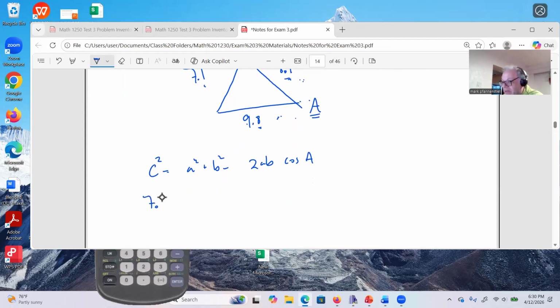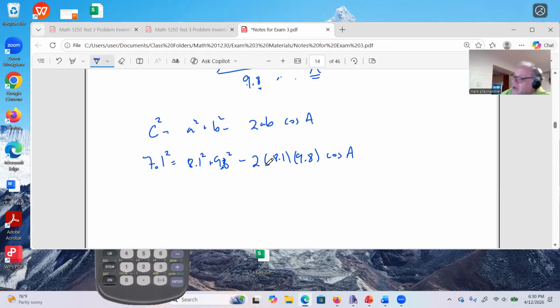So we're going to say, okay, this is 7.1 squared is equal to 8.1 squared plus 9.8 squared, minus 2 times 8.1 times 9.8 times the cosine of the angle between them. We have to work that out. Okay, we're going to need some calculator help here.